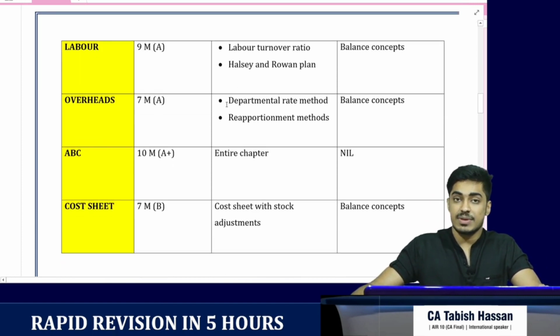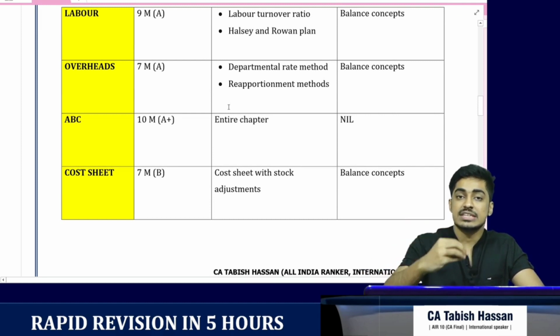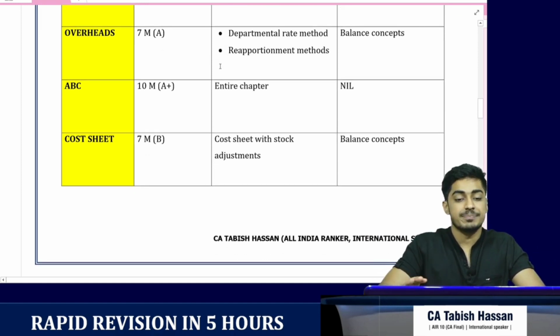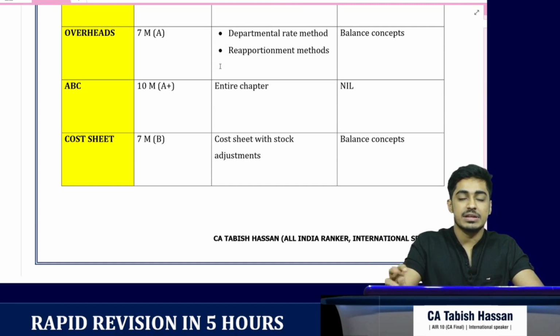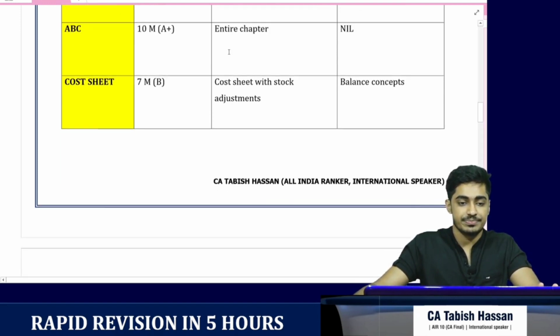Overhead chapter, 7 marks and falls in A category. Departmental rate method, charging overhead as per departmental rate method, and 3 methods of reapportioning the overheads fall in the top 80%. Next, ABC, 10 marks, every attempt without fail. Undoubtedly, it falls in A plus category, one of the simplest, easiest scoring and a very small chapter. So the entire chapter, you have to study it without fail.